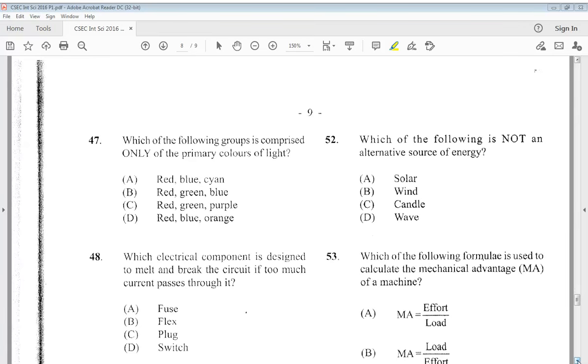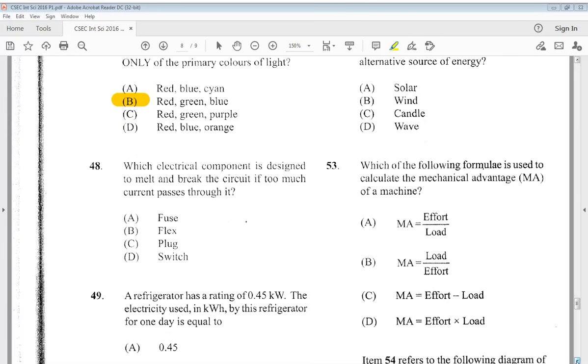Which of the following groups is comprised only of the primary colors of light? A, red, blue, cyan. B, red, green, blue. C, red, green, purple. D, red, blue, orange. What do you say? Isn't it B, red, green, and blue? Those are the primary colors of light.